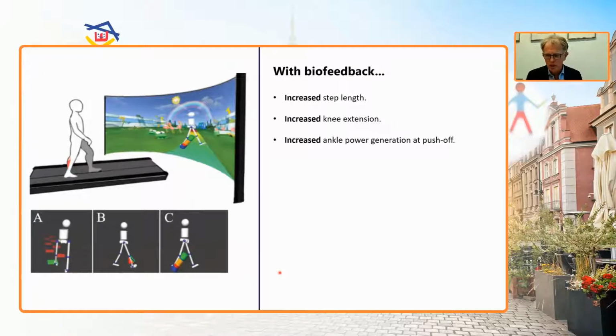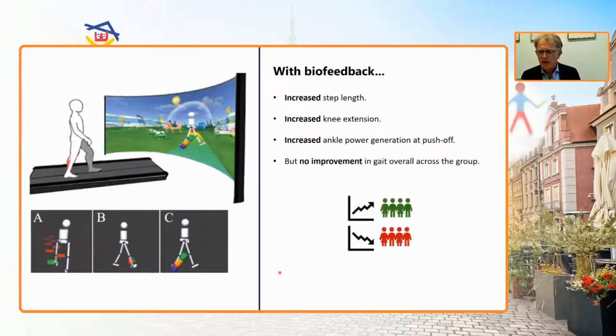also increased knee extension, and also increased their ankle power generation at push-off. That was the three modalities we used, and we identified, of course, first which modality was needed for that specific patient.